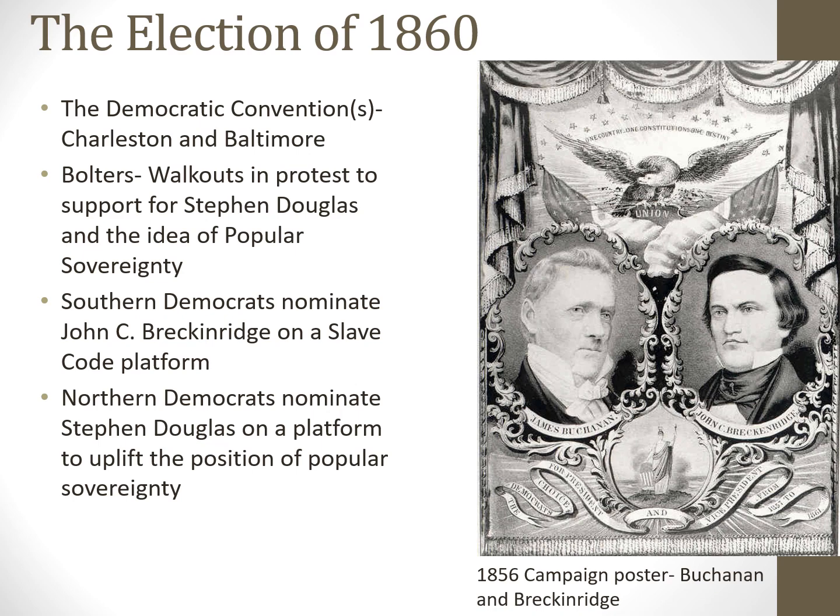Both conventions in Charleston and Baltimore experienced bolters, people who were walking out in protest of support for Stephen Douglas and his idea of popular sovereignty. Southern Democrats will ultimately nominate John C. Breckinridge, who you see pictured here on the campaign poster. He was vice president with James Buchanan, the Democrat from Pennsylvania. Southern Democrats are going to nominate Breckinridge as an alternative candidate and on a slave code platform.